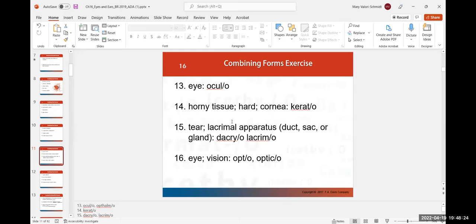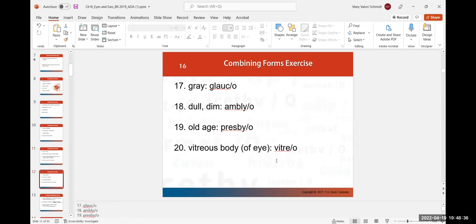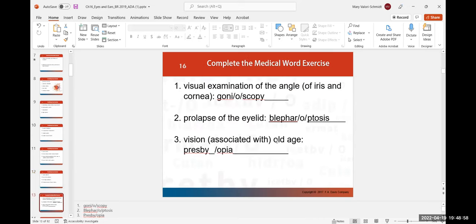When we talk about the lacrimal apparatus, which is kind of like the tear gland or tear duct, dacryo or lacrimo. And then your vision can either be opto or optico. If something is gray, believe it or not, it's glauco. Think about glaucoma, because what happens is you lose your sight due to intraocular pressure. Everything starts to go gray, right? If something is dull or dim, it's ambly/o. Old age, I resent this, is presby/o. And the vitreous body is vitreo.